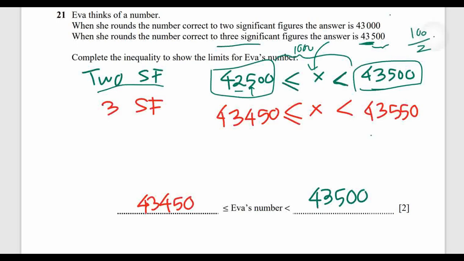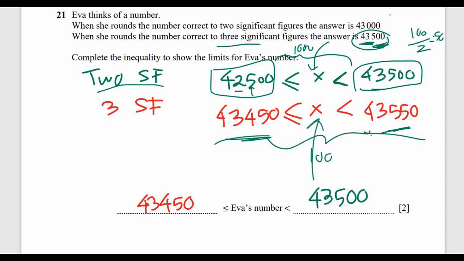So we add 50 to here, it becomes 43,450. We minus 50 here, and this one we add 50. So the range will be 100 from here, since it's rounding off to the nearest 100, to 3 significant figures. So this is plus 50 from here, and this is minus 50 from here. Now, any number in this range will round to 3 significant figures.